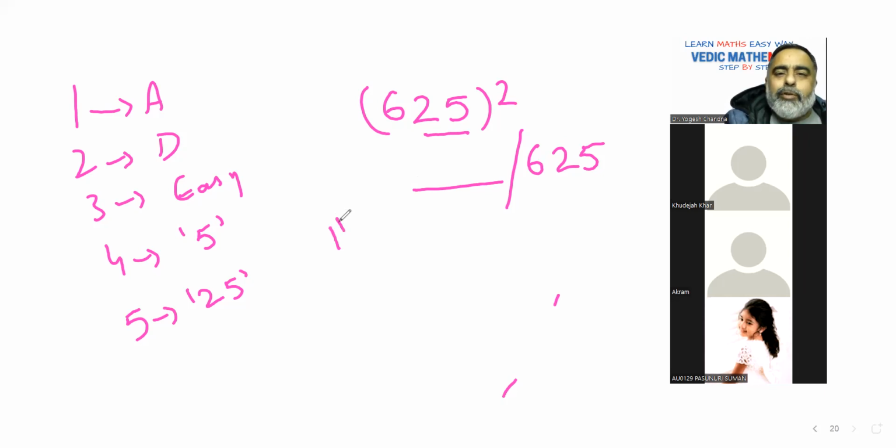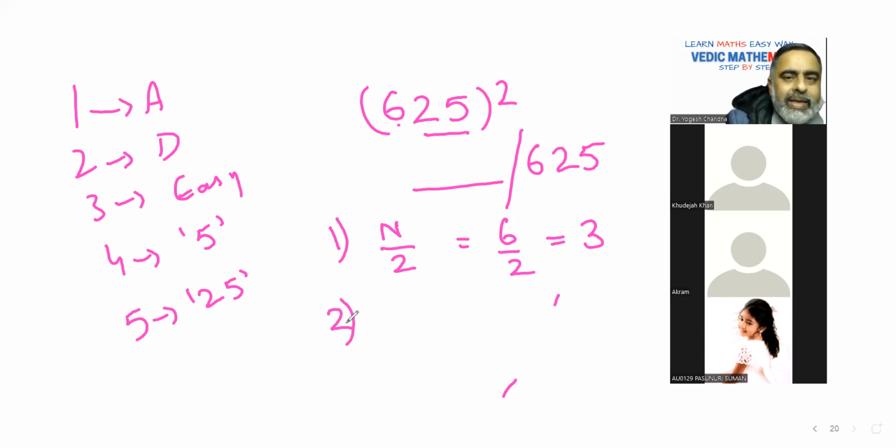Correct? Step 1. Whatever is this number, divide n by 2. So here it is 6 by 2. I get 3. Perfect. Second step. Any doubt over here? Sir, if it is an odd number, then? For example, 5, 3. 2.5. Okay. Correct. We'll do that also.